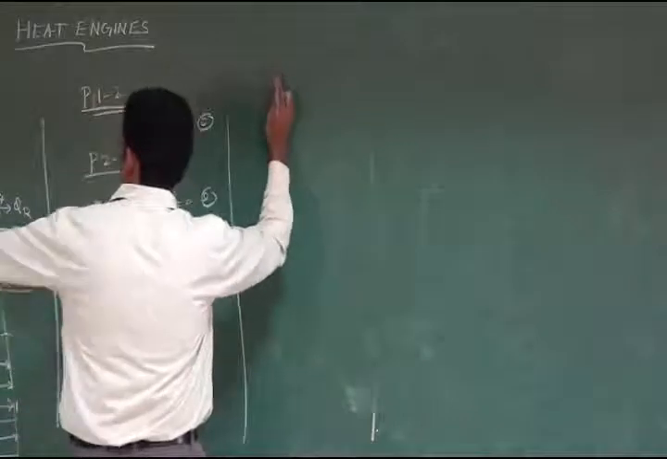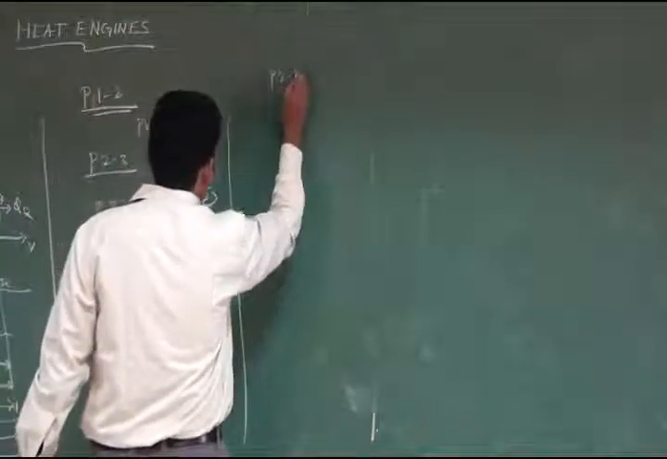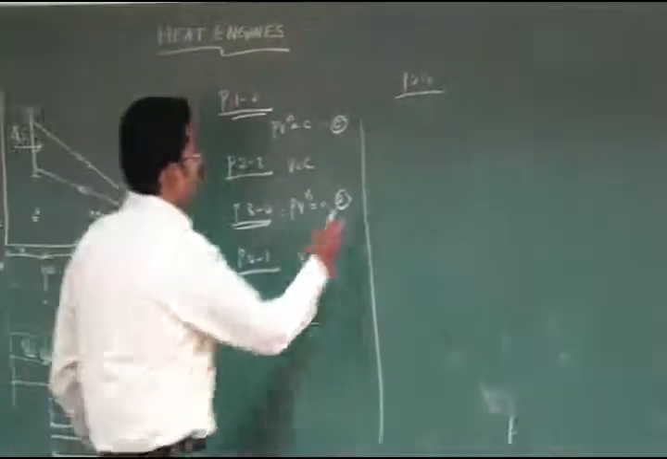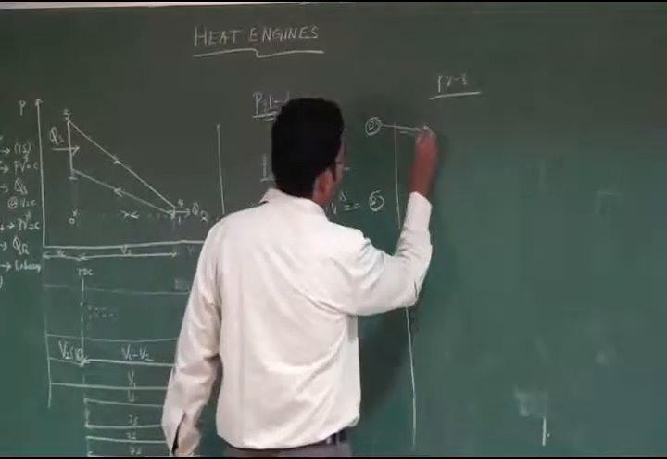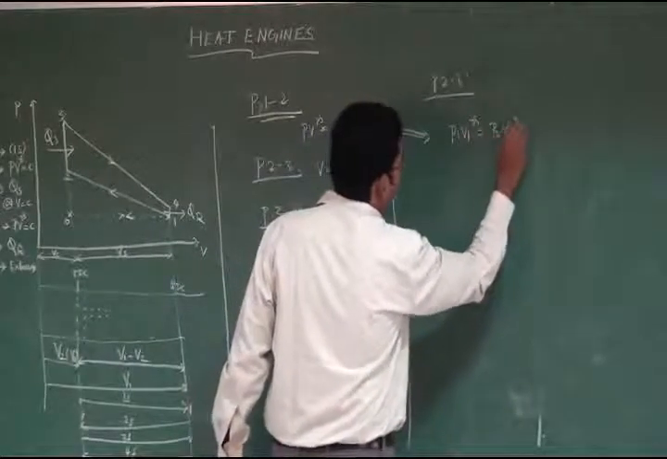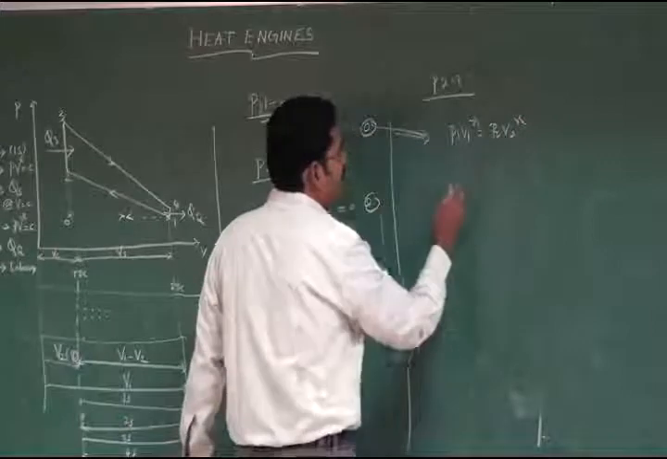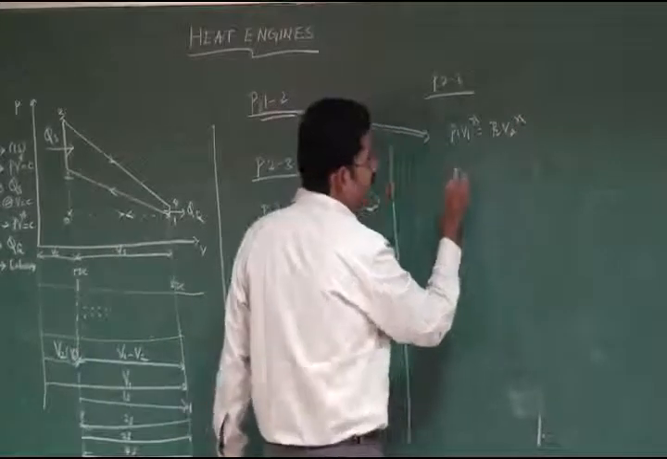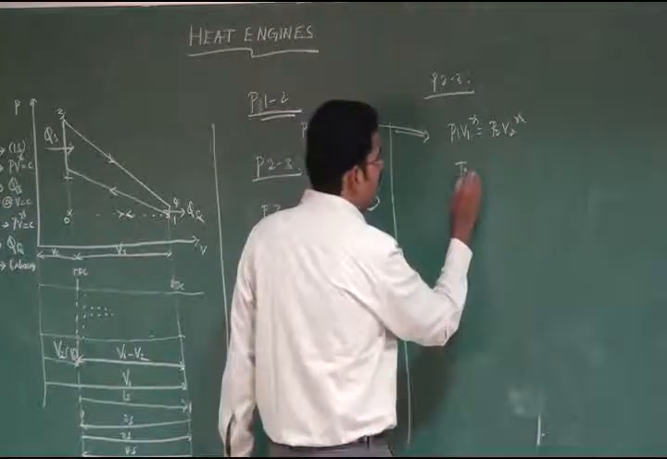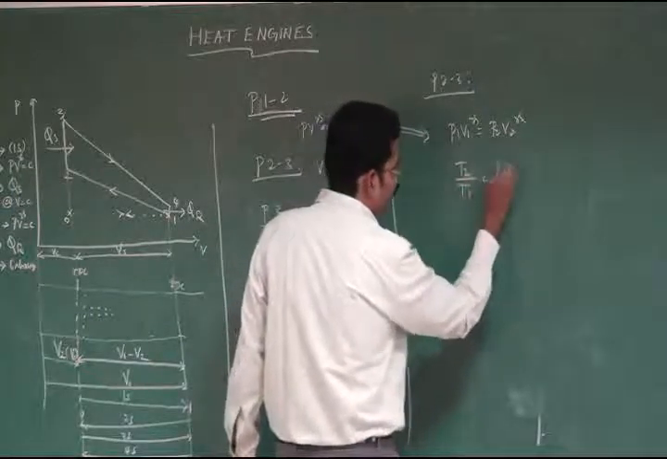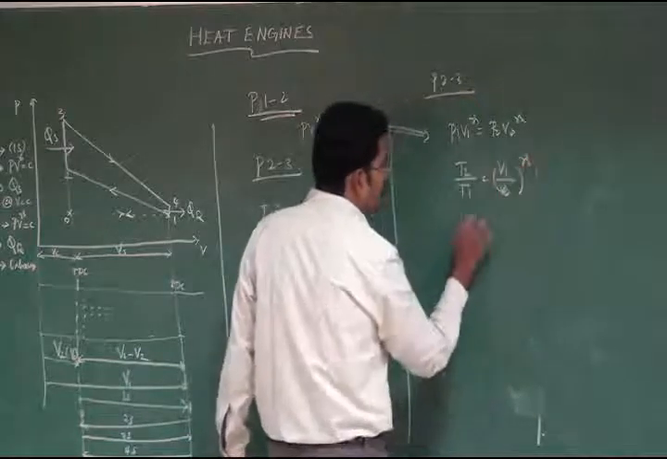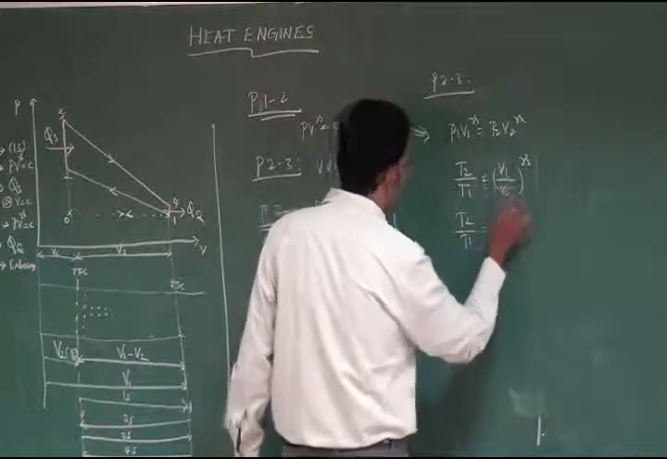Now we are going to consider process 2 to 3. In process 2 to 3 we already found one result. From process 1 to 2 we can write P1 V1 to the power of gamma is equal to P2 V2 to the power of gamma, and this is the pressure-volume relation. Similarly, we can write the temperature-volume relation also, that is T2 by T1 is equal to V1 by V2 to the power of gamma minus 1.